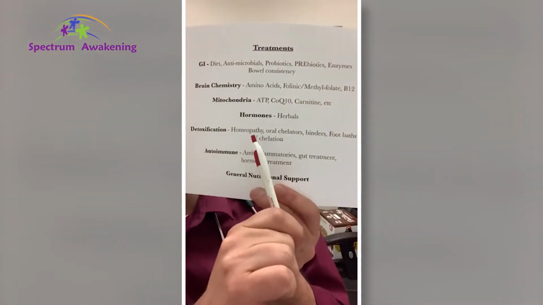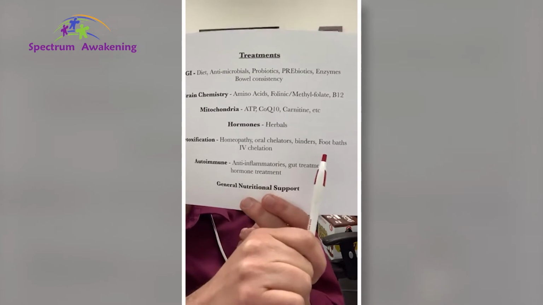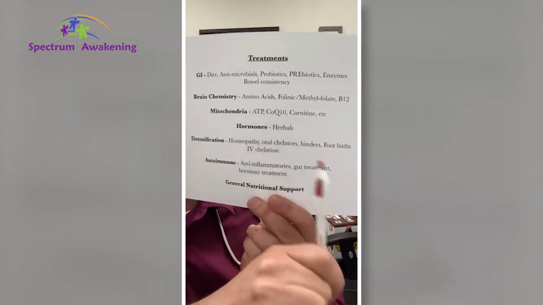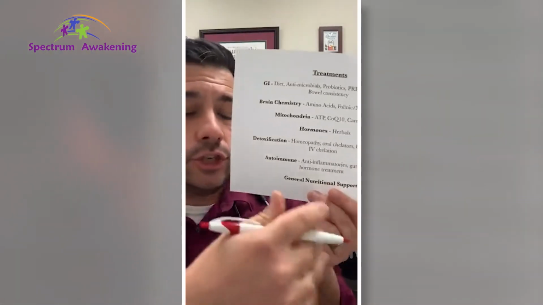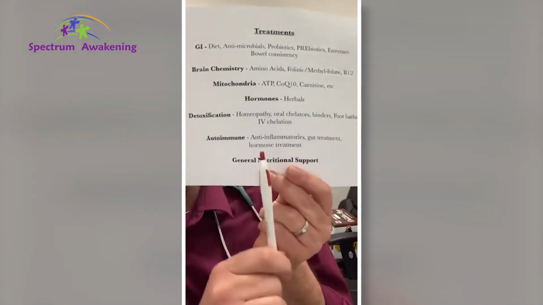Detoxification, okay? Our kids are toxic. We're all toxic. We live in a toxic world, okay? Different homeopathics, different oral chelators, different binders, different ionic foot baths, IV chelation, okay? A lot of different things to do to help with detox, like ACC, very common, a chelation type of program that a lot of people on the spectrum use. That's the oral chelators, okay?